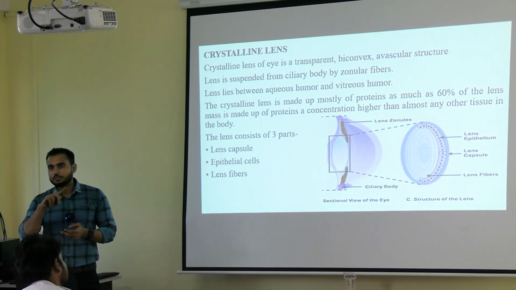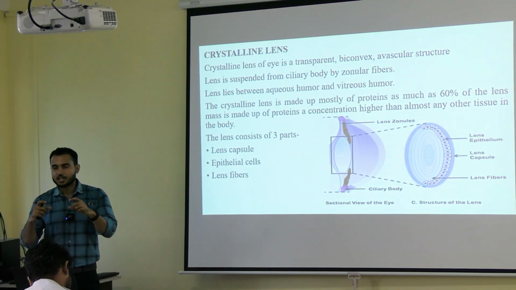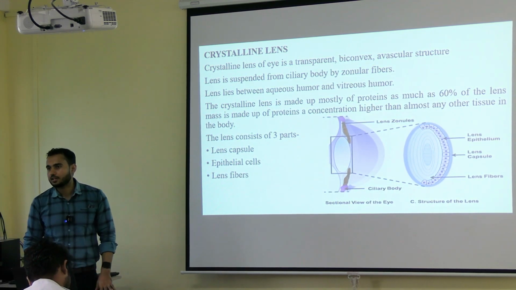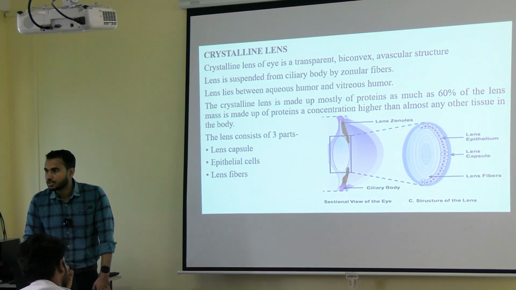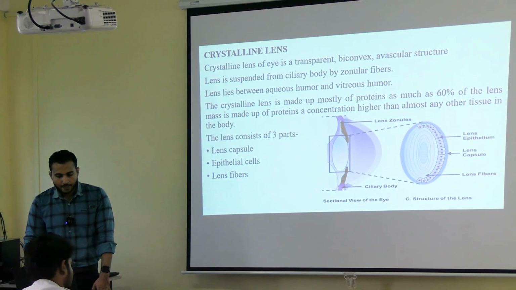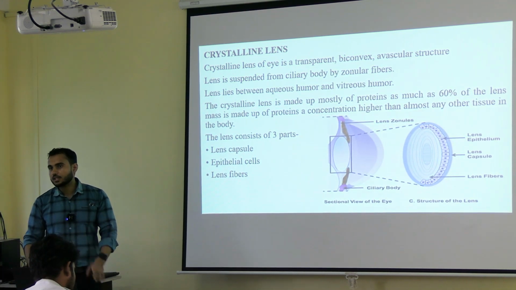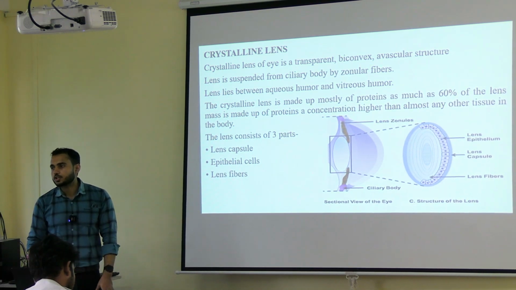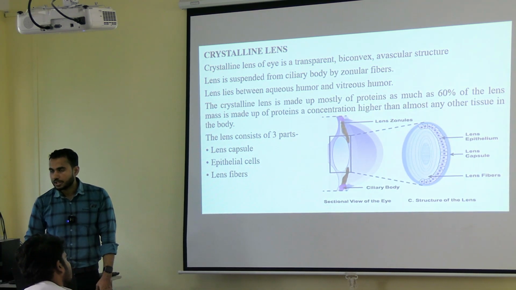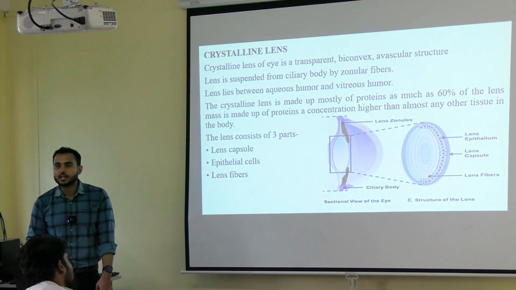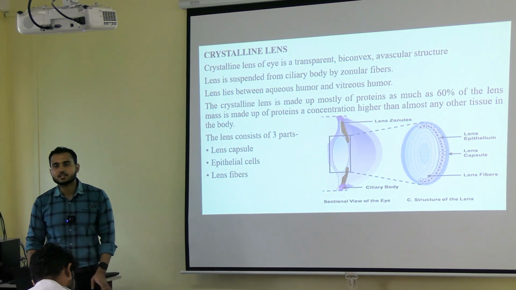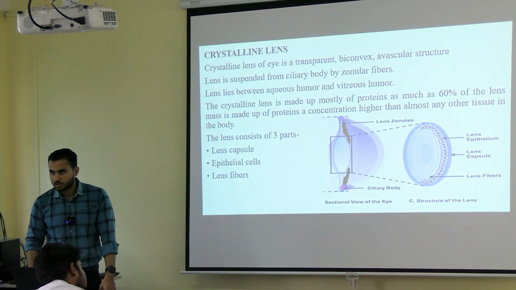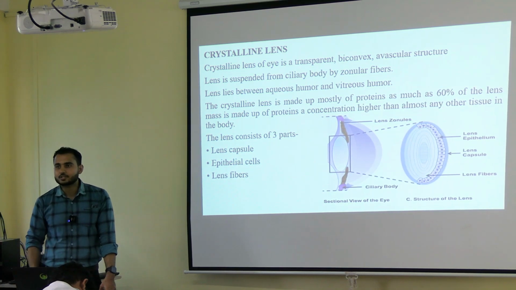Now, in the previous class, if you remember, we have discussed how the lens is suspended by zonular fibers from the ciliary body. Next, what is the location of the lens? The lens is situated in between the anterior and the posterior segment of the eyeball. In front of the lens, we have the aqueous humor. Posterior to the lens is the vitreous body. In between them, the lens is present.